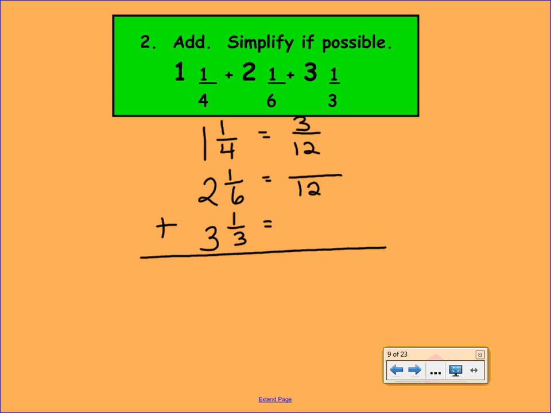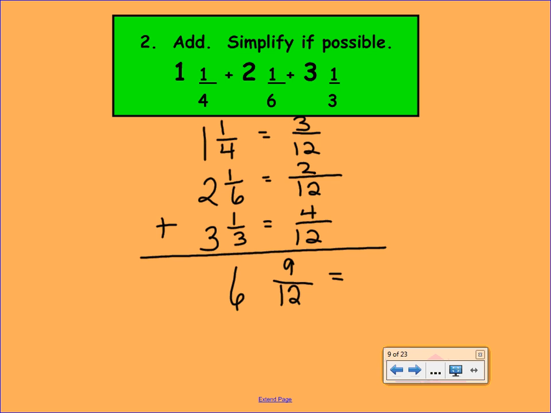That would be 3/12, 2/12, and 4/12. And now I can add 3 plus 2, which is 5, and 4 more, which is 9/12. When I add my whole numbers, I get 1 plus 2, which is 3, and 3 is 6.